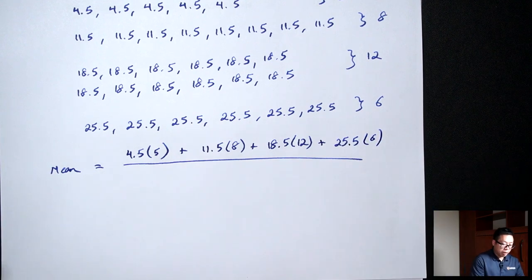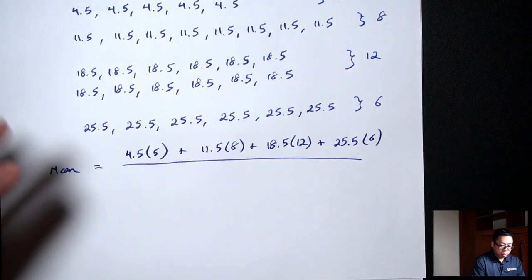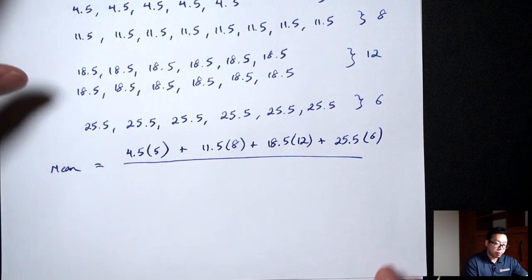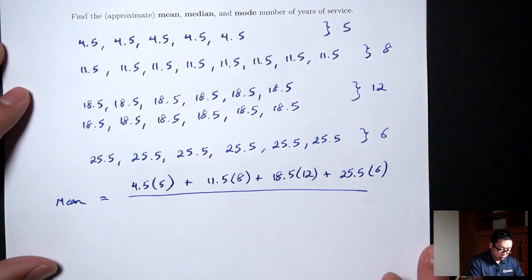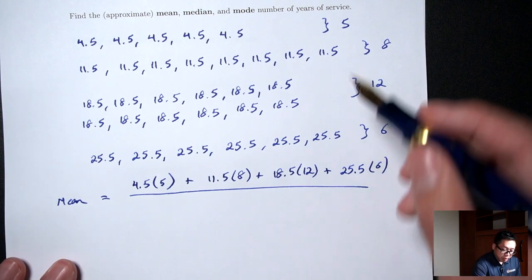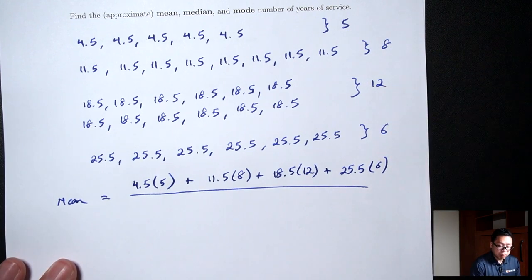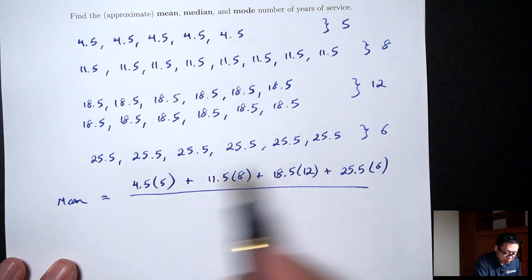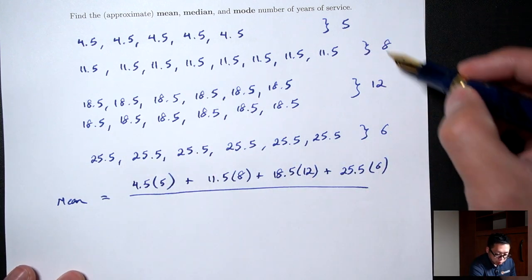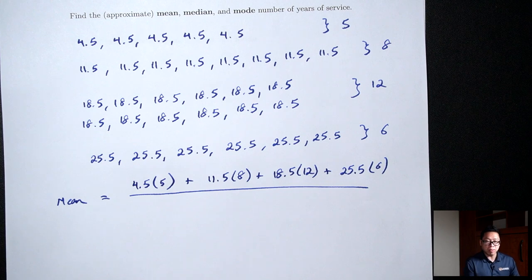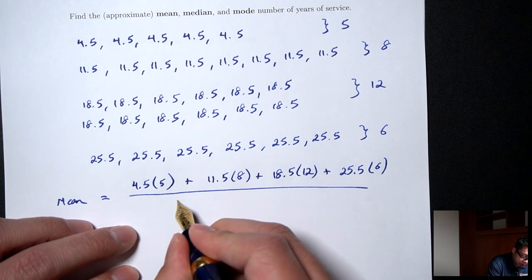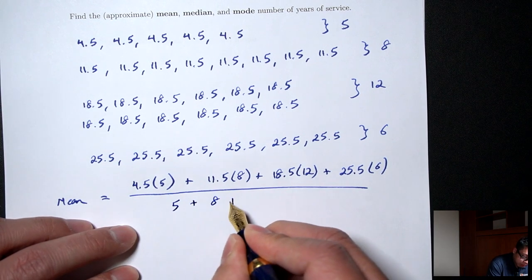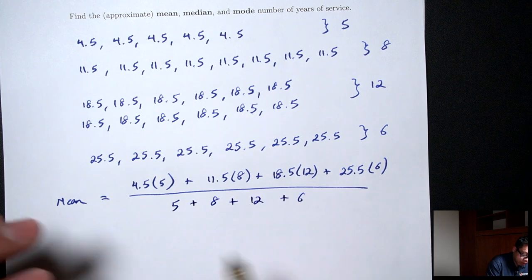Okay, so the top, we added up all of our data values. For the bottom, divide by however many data values we have. And remember, the easy way to do it is just to add up your frequencies, because there's five of these, there's eight of these, 12 of these, six of these. So if you just add up the frequencies, that should give you the total number of data values. So 5 plus 8 plus 12 plus 6.